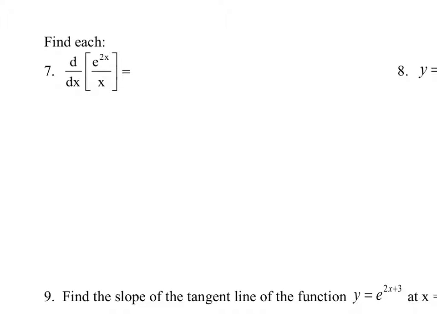e to the 2x over x, finding the derivative. Another quotient rule situation, so x squared on the bottom, low d high.